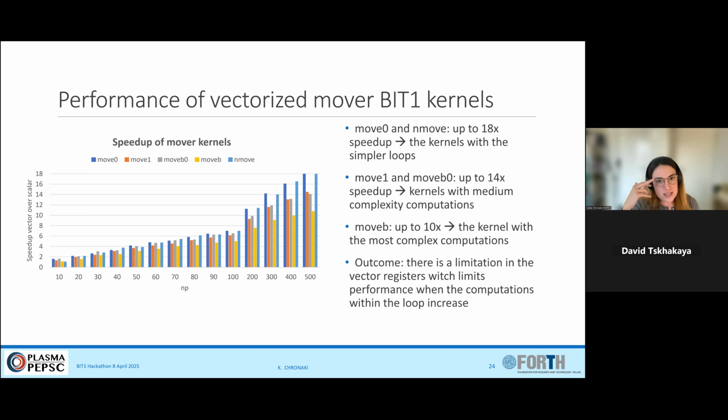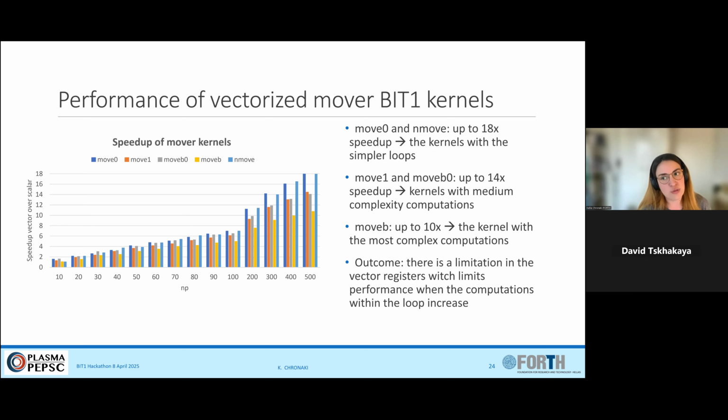Now here it is interesting to observe that move0 and then move reach up to 18 times faster execution when we compute 500 iterations of the code. These are the kernels that have fewer computations inside each iteration, so the loops are simpler. Then it's move1 and MoveB0.